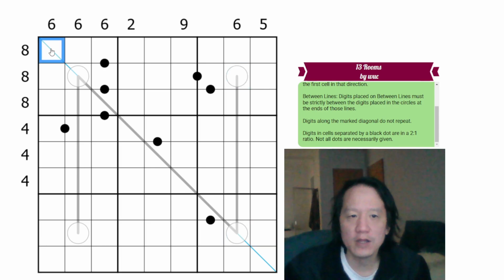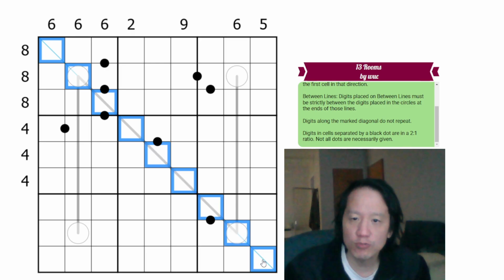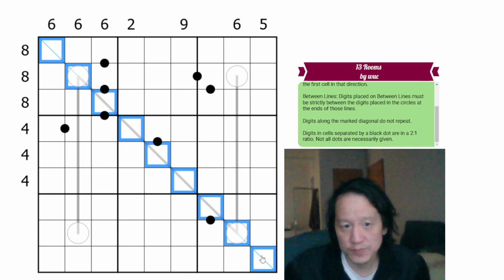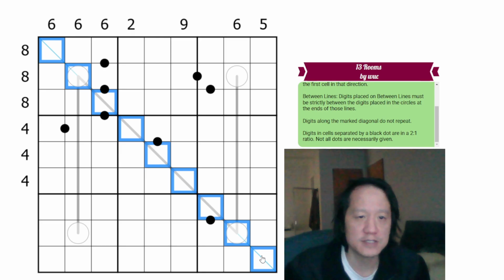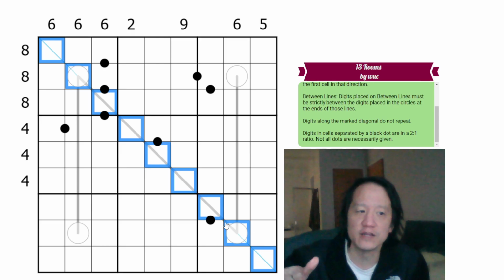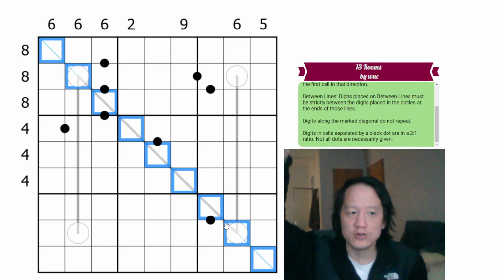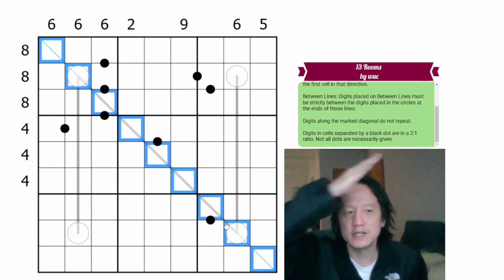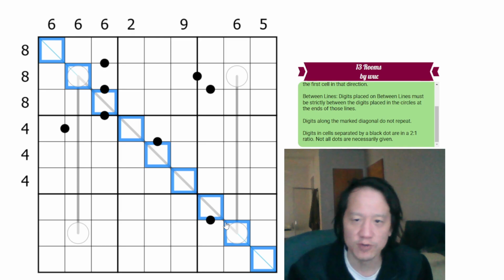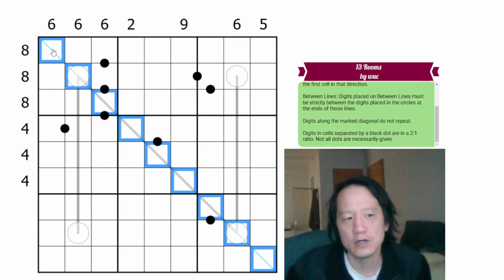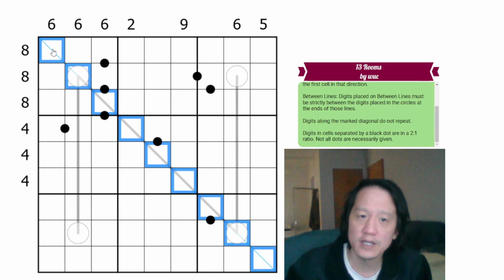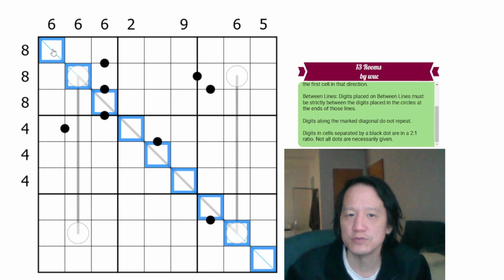Digits along the marked diagonal, which is this diagonal, cannot repeat. So, again, you don't have repeats on this diagonal, and this is called the negative diagonal because in mathematical theory, you have basically a positive diagonal where you have a 1-to-1 ratio and a negative diagonal where you have a negative 1-to-1 ratio. So this is normally called the negative diagonal in variant Sudoku communities.